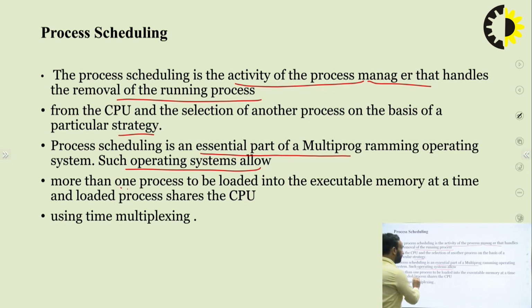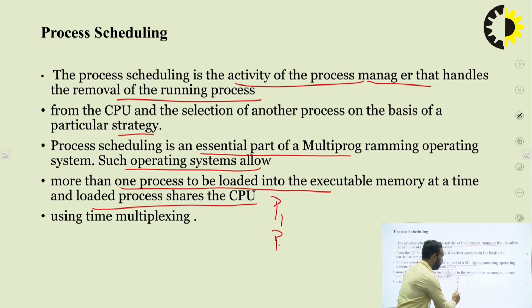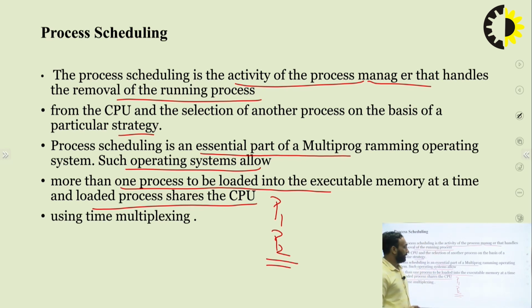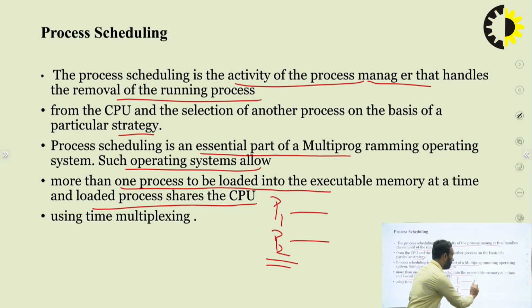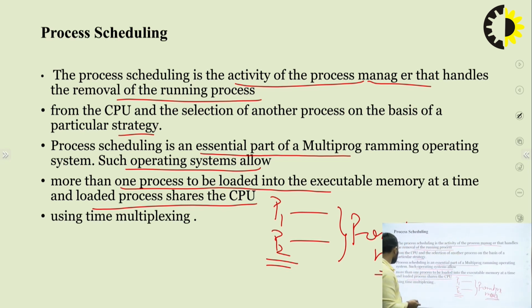Next point, more than one process can be loaded into executable memory at a time, and the loaded processes share the CPU. So the CPU can be used in a switching mode, like at a time P1 and P2 are executed, as we all know, in a preemptive mode on behalf of their burst time. Time multiplexing is also preferred.